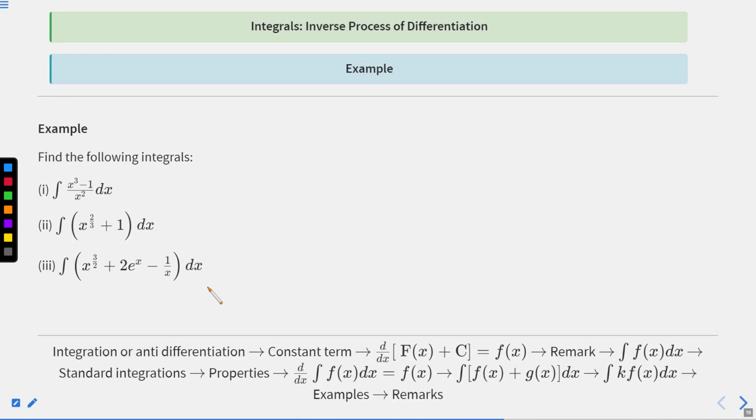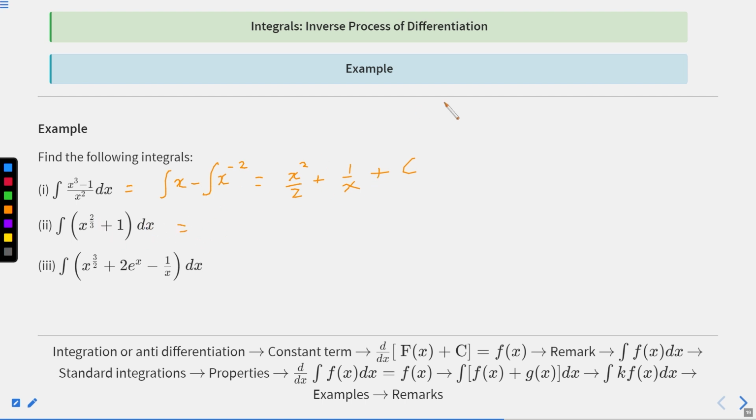Now let's see some more examples quickly. First of all, simplify this term. It will be x minus x power minus 2. This can be broken down into two parts: integration of x minus integration of x power minus 2. So this will be x square by 2, and this will be plus 1 by x. If you differentiate this, you will get x, and for the other, minus of 1 by x square. Now add some c, and you will get this as your answer.